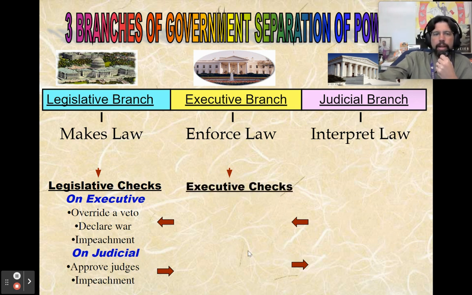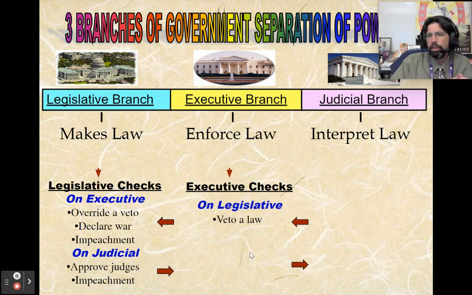Okay, let's talk about executive, the president checking the legislative, Congress. Number one, of course, is the use of a veto. A veto is saying no to a bill so it cannot become a law. Okay. Number two, they can ask Congress to declare war. They actually do the war.